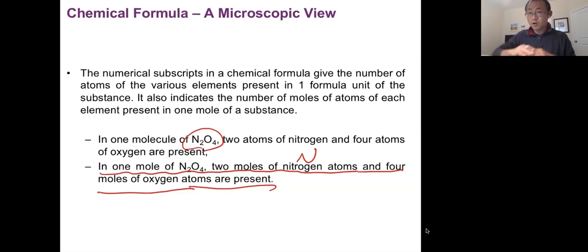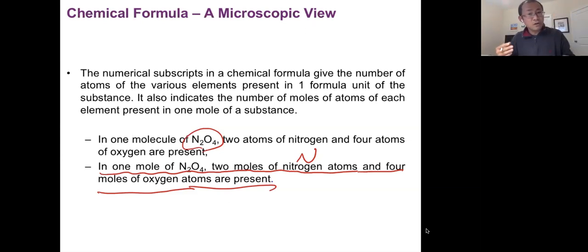So now we have a broader view of the subscripts. The subscripts not only tell us how many atoms of each element are in the formula, they also tell us how many moles of the atoms we have if we have 1 mole of the molecule. If you feel this is a little weird, think about it. One person has 2 arms. A mole of persons will have how many arms? 2 moles of arms. The same. Why? Because mole is a number.